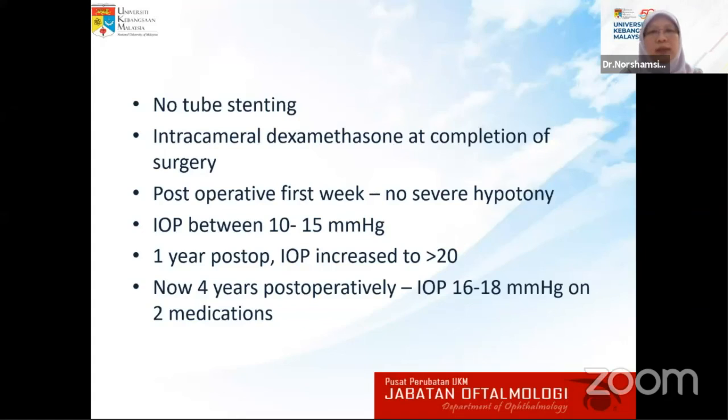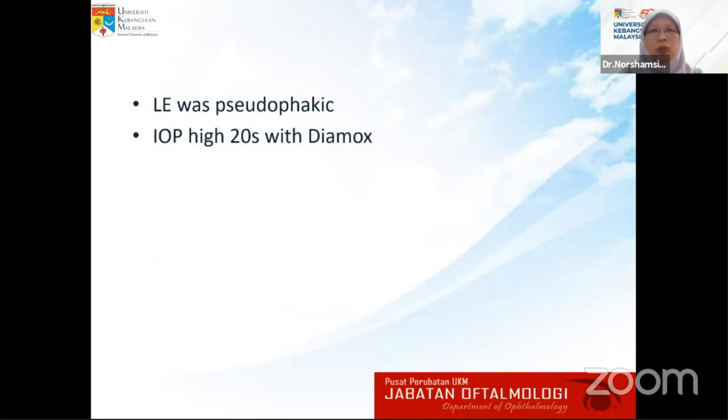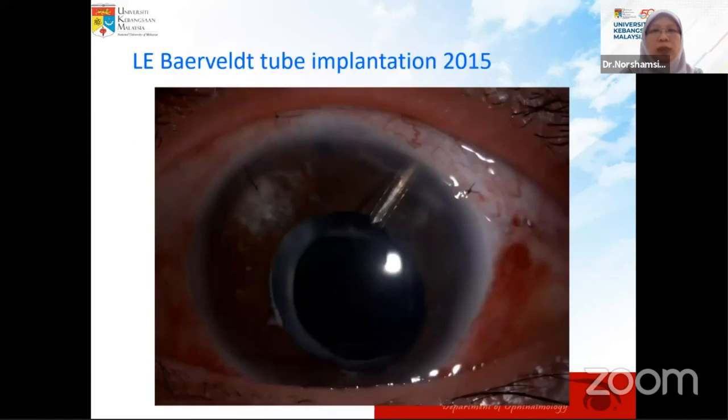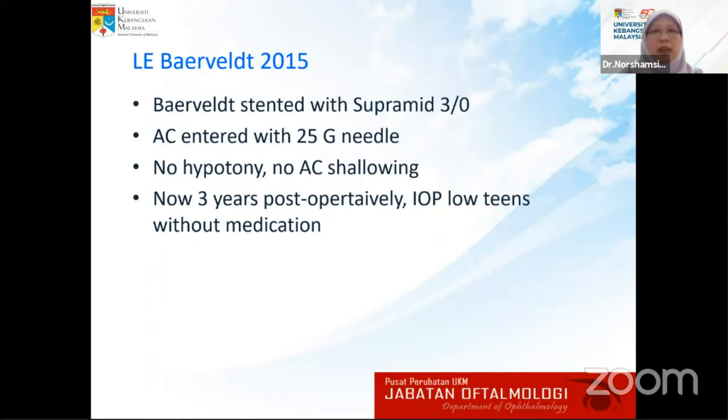There was no stenting, and we put intracameral dexamethasone at completion of the surgery. She did not develop severe hypotony, and pressure was in the low teens. However, now she's in the middle to high teens on 2 medications. The left eye was pseudophakic and pressure was high, 20s with full medication. So we put in a non-valved tube back in 2015, and we controlled the drainage by putting in a Supramid 3-0. So she did not develop hypotony. There was no AC shallowing, and 3 years down the line, her pressure is still in the low teens without medication.